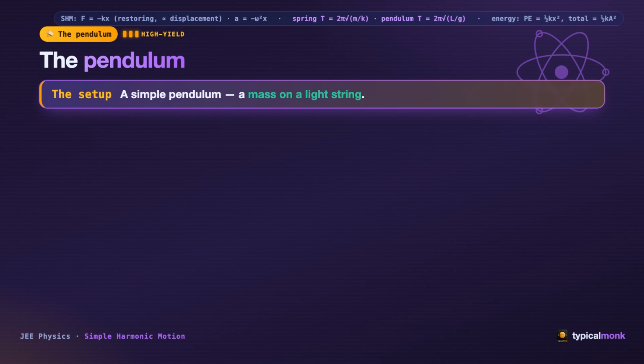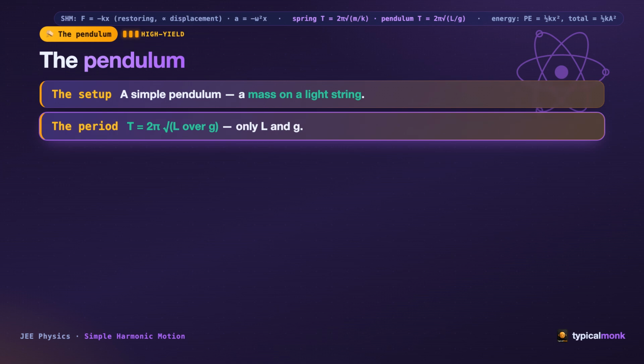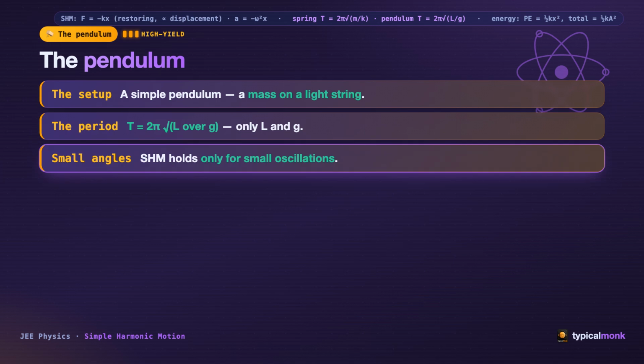Now, the pendulum. The setup. A simple pendulum, a mass on a light string. The period, T equals 2 pi root of l over g, only l and g. Small angles, simple harmonic motion holds only for small oscillations.